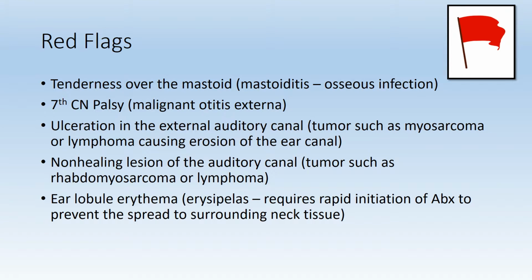So as with any topic when studying for the board exam and in real practice as well, you need to consider red flags that you want to rule out in order to ensure that there's nothing more sinister going on. So some of the red flags include tenderness over the mastoid, cranial nerve number 7 palsy, ulceration of the external auditory canal, non-healing lesions in the auditory canal, and ear lobule erythema. All of those could signal that something more sinister is going on and require further investigation. And this is not an extensive list, but it's just something to get you started thinking about those red flags.